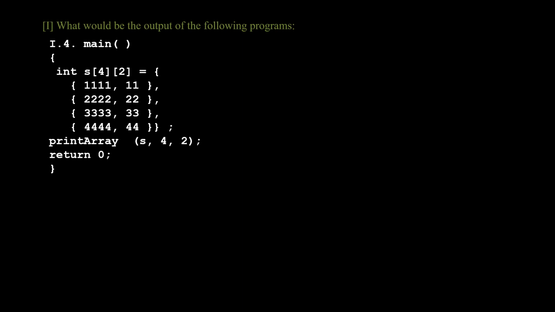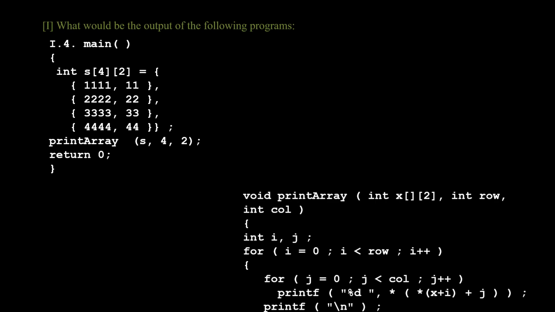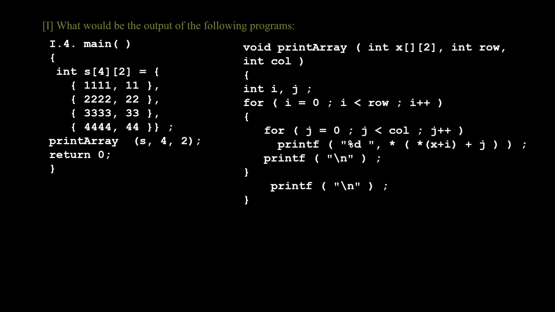S of 4 and 2 and the array is initialized and then they are calling print array function. Let's see what is the print array function. Here they are passing S and I equal to 0 less than row and j equal to 0, j less than column and then asterisk of x plus I plus j. So take 10 seconds time to guess the answer.